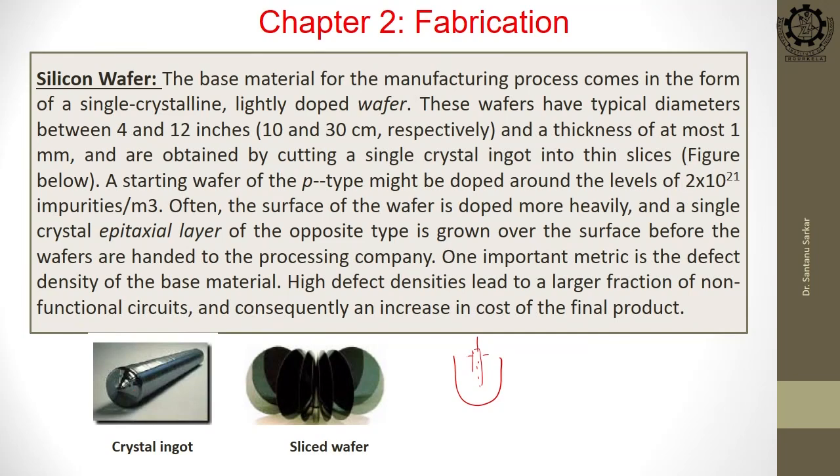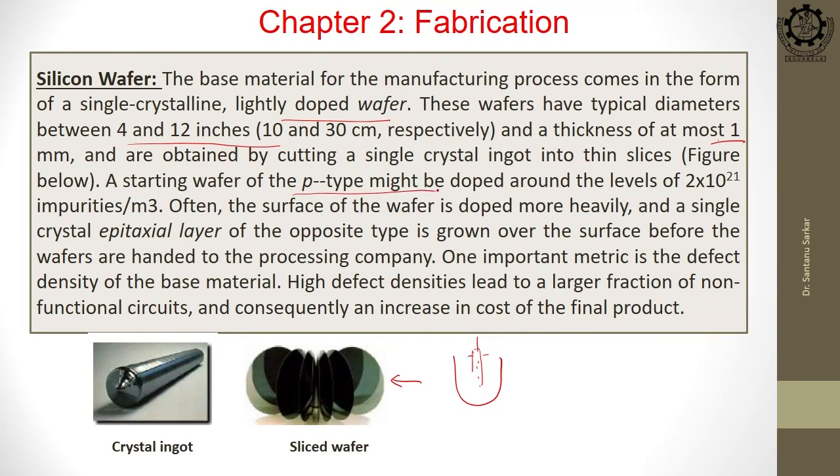So, this is the first step: you will have a silicon crystal ingot and then you will cut it into different slices, that will be your wafer. Now, you can control your impurity and all the qualities. So, these wafers are lightly doped, they have a 10 to 30 centimeter diameter, and a thickness of roughly 1 millimeter. They are mostly p type, right.